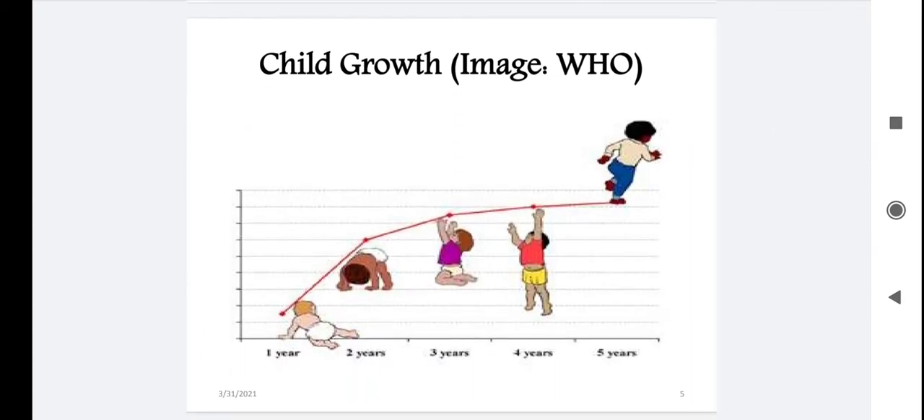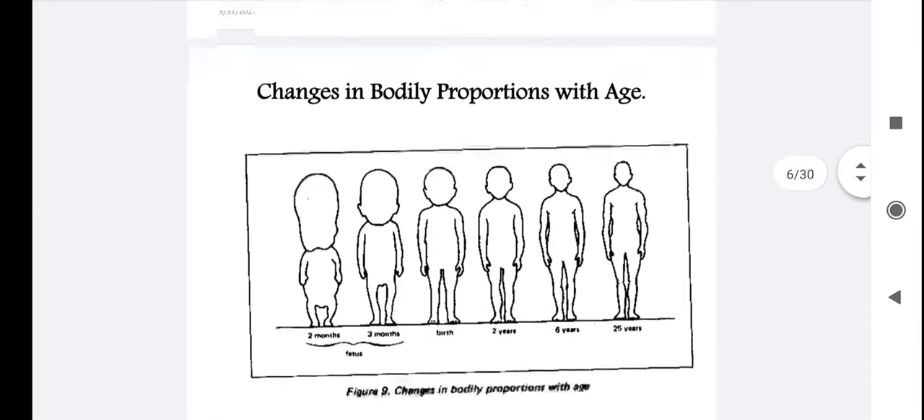Here we can see the stages of growth: 1 year, 2 years, 3 years, 4 years, and 5 years. The size of the child is gradually increased.